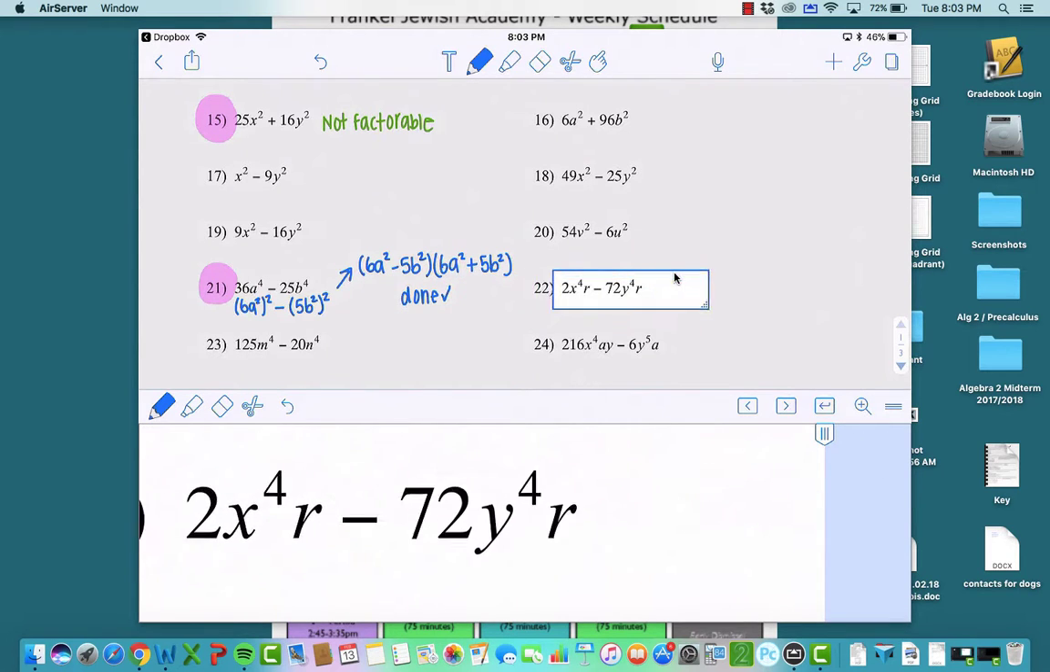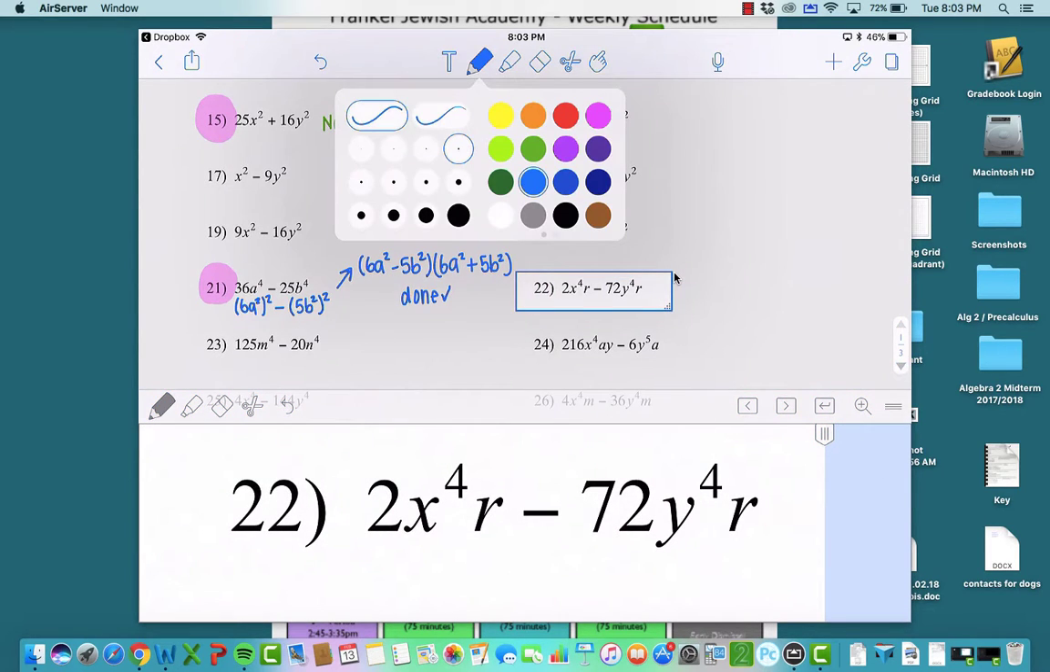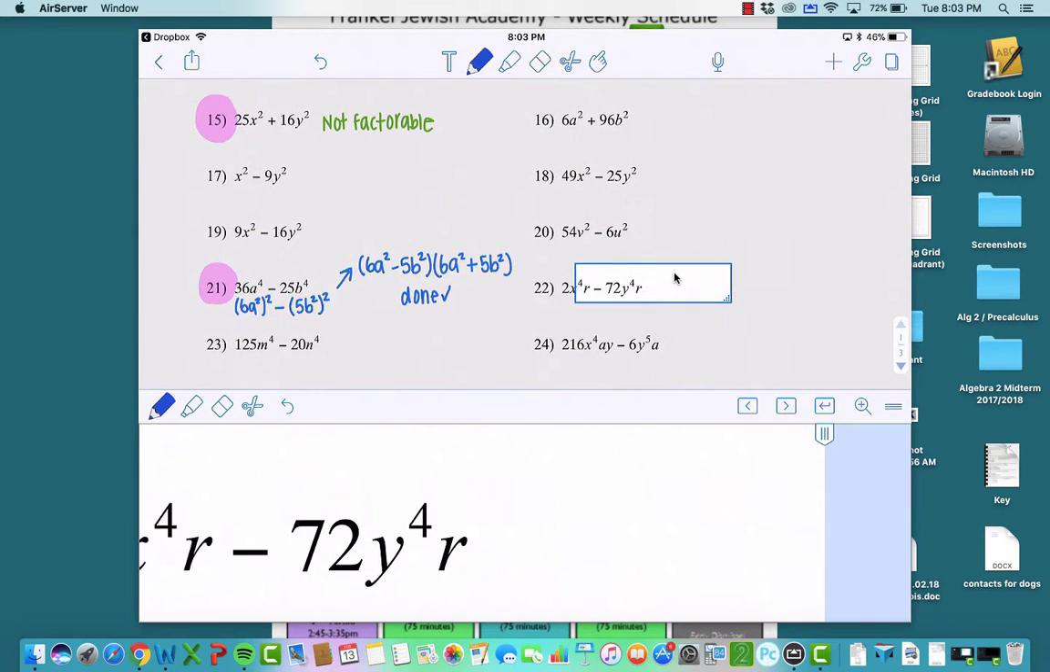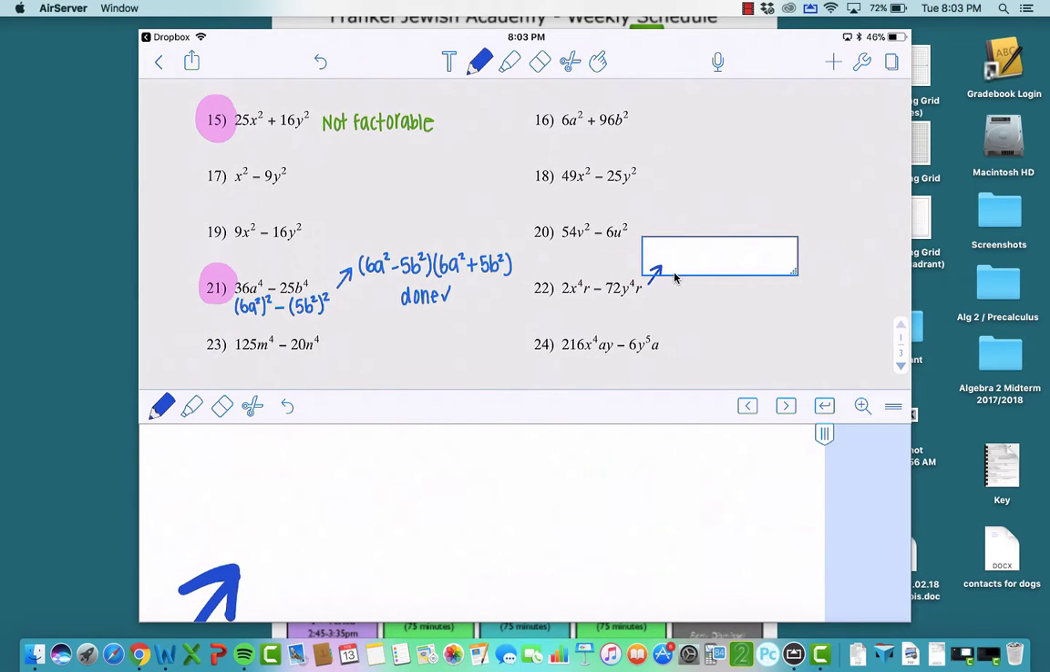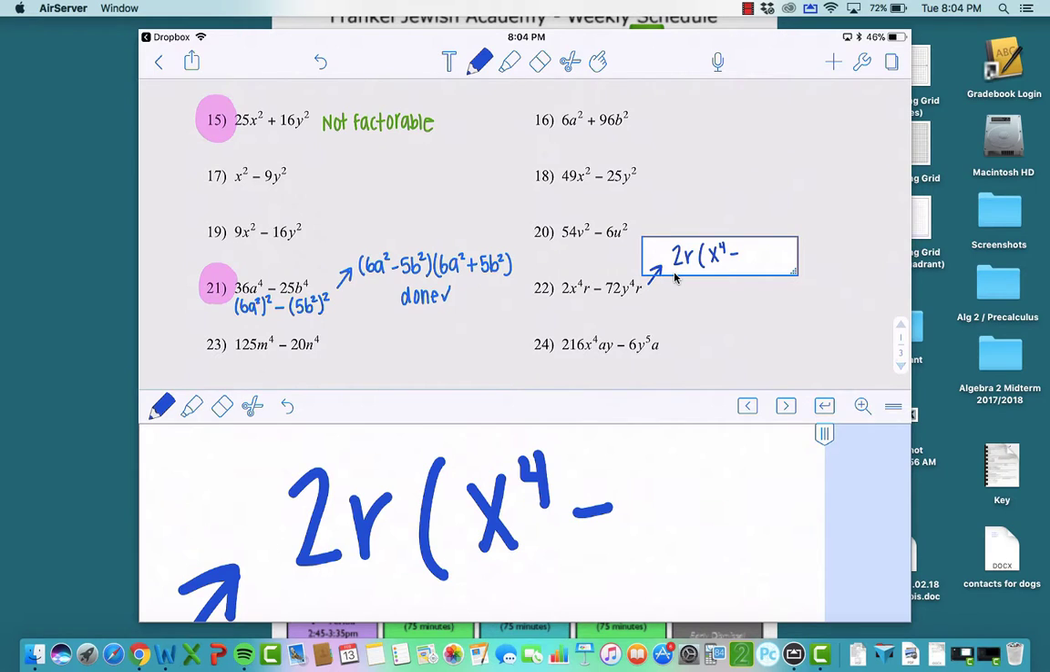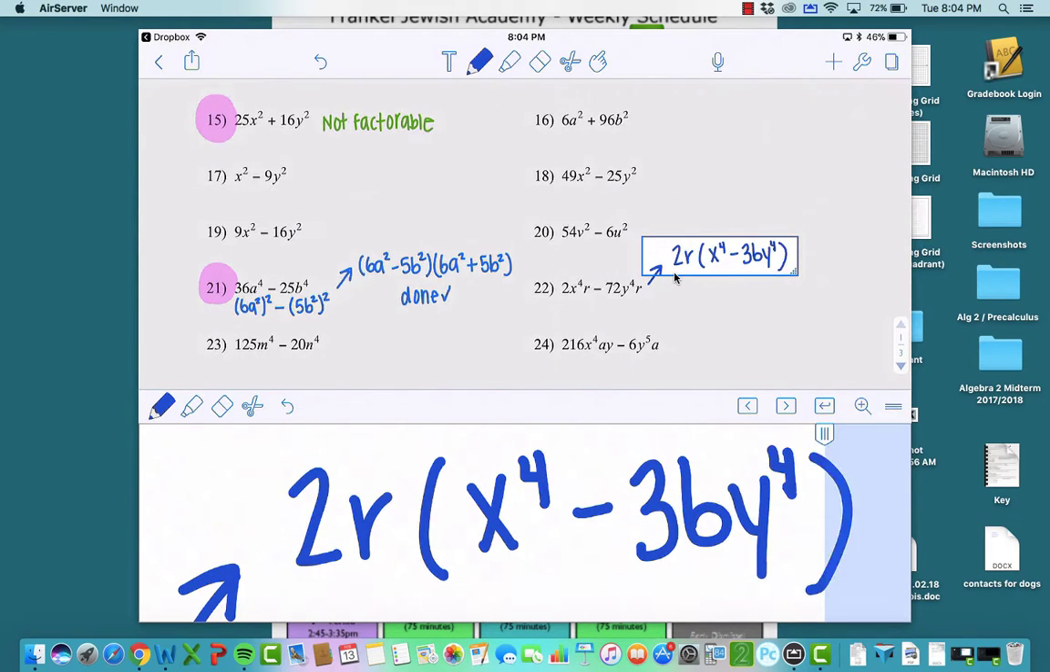However, while I'm here, let's just do this one. This one's a tad more challenging. So the first thing I do is I always check for a greatest common factor. There is a greatest common factor. It is 2r. They both share a 2 and they both share an r. So I'm left with x to the fourth minus 36y to the fourth.